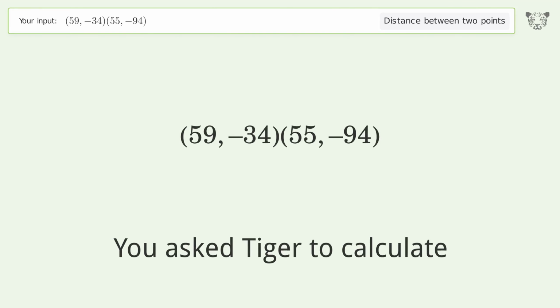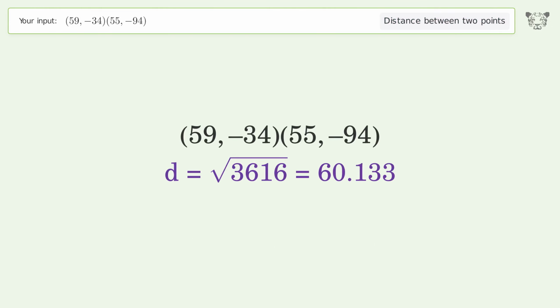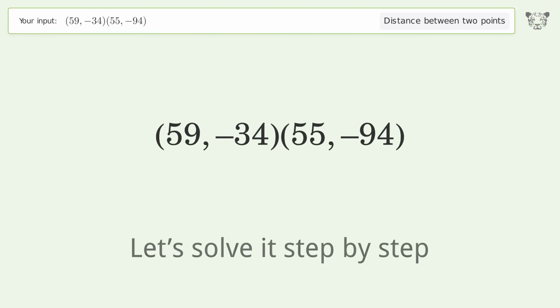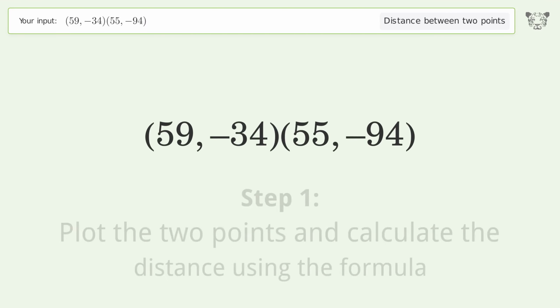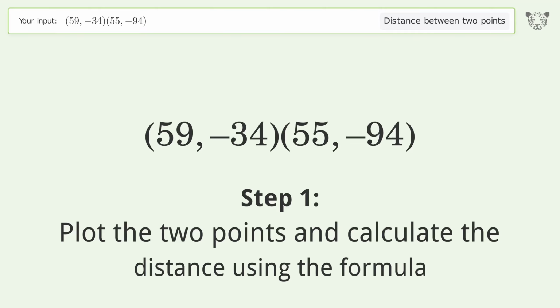You ask Tiger to calculate. This deals with the distance between 2 points. The distance between the 2 points is the square root of 3,616, or 60.133. Let's solve it step by step. Plot the 2 points and calculate the distance using the formula.